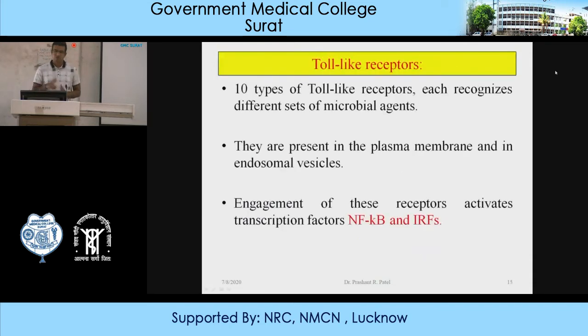There are 10 types of toll-like receptors which recognize different sets of microbial agents. They are present in the plasma membrane and in endosomal vesicles. Engagement of these receptors activates the transcription factor NF-kappa B and the interferon regulatory factor pathway. These two pathways are activated when toll-like receptors engage their respective antigens.